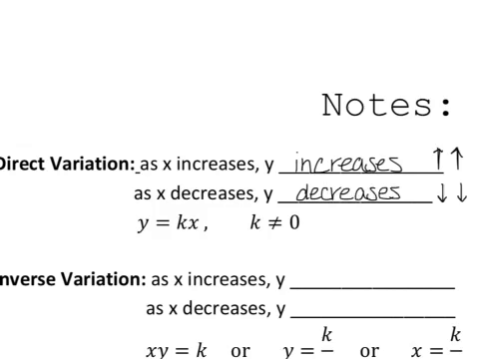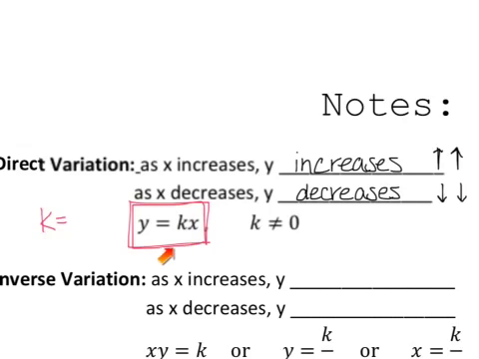So when we have direct variation, this is the form it goes in. When we're trying to find k, we get k by itself, so we divide both sides by x. We get k equals y divided by x. Those are the two formulas we use for direct variation. Remember, whatever x does, y does the same thing.